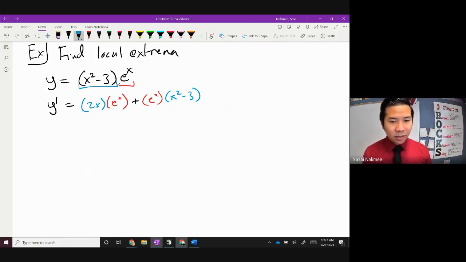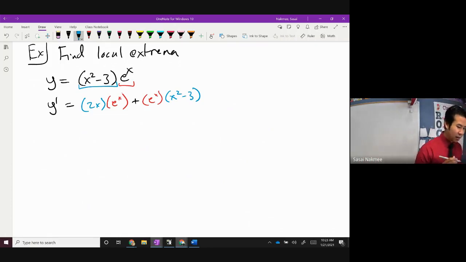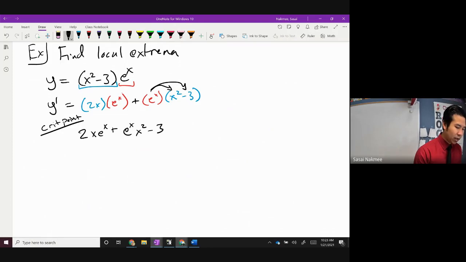To help me find the critical points, I need to set my derivative equal to 0. Since I'm going to have to set this equal to 0 and solve for x, it's going to take a little bit of work here, so I'm going to simplify this out and multiply it out. This is going to be 2x e to the x, plus distribute this guy right here, I'm going to end up with e to the x times x squared minus 3e to the x. And again, I'm setting this equal to 0 to solve it.